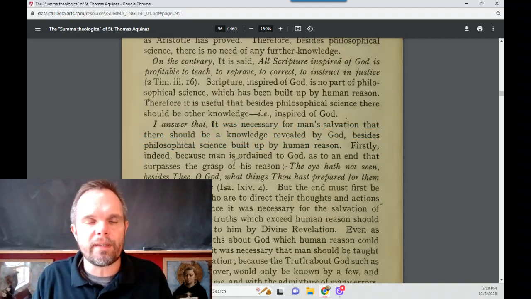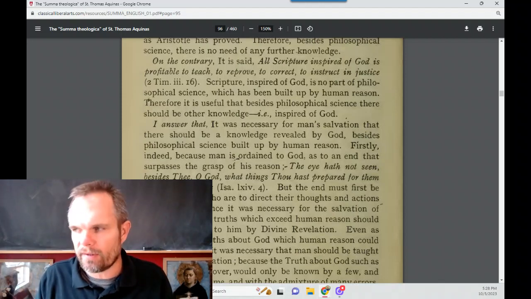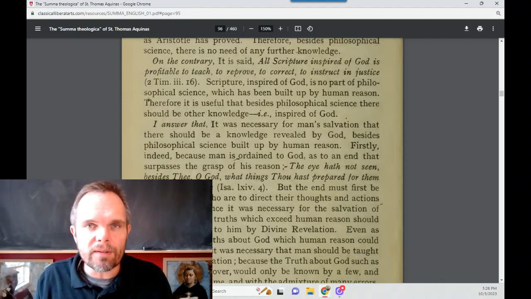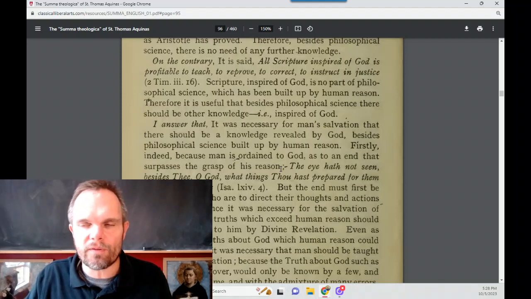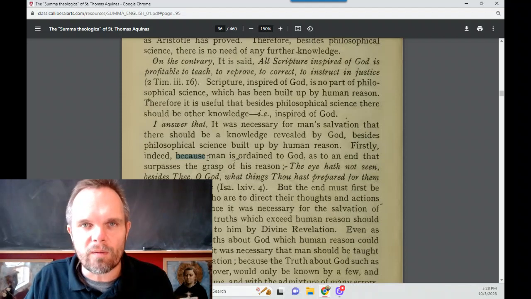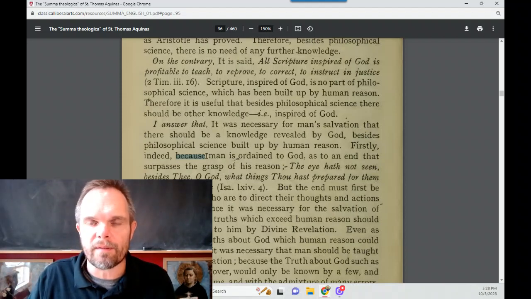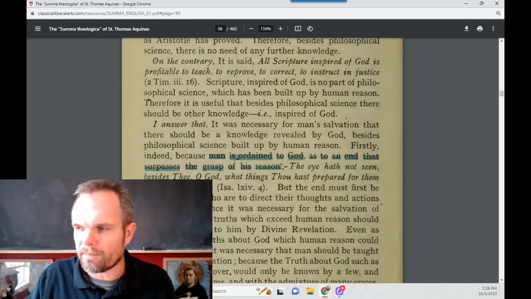But what we want to do is dig a little deeper to understand why. How did he come to that answer? That's what we want to understand, and he gives us the reasons. He goes on to say, "firstly, because man is ordained to God as to an end that surpasses the grasp of reason." And here we have a universal. Notice that one of the clues is the word because, which introduces a reason for something. And we see man is ordained to God as to an end that surpasses the grasp of his reason.